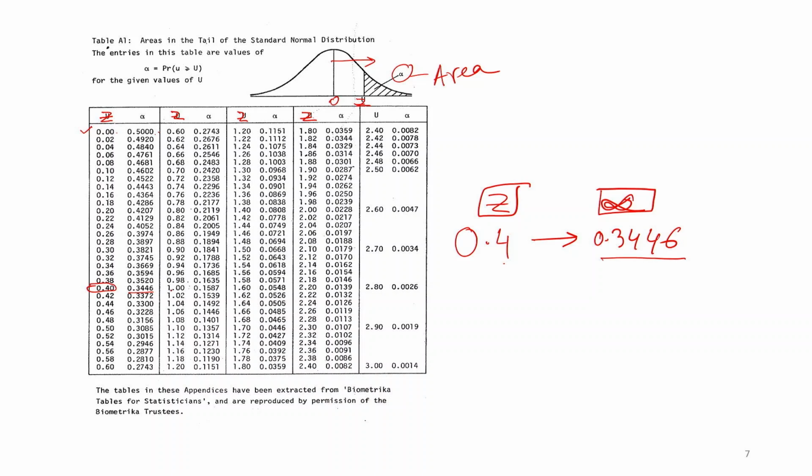If I take another value of Z, which is 1.0, then the corresponding value is 0.1587. So there the value is this. That means for Z greater than 1, the area is going to be 0.1587.